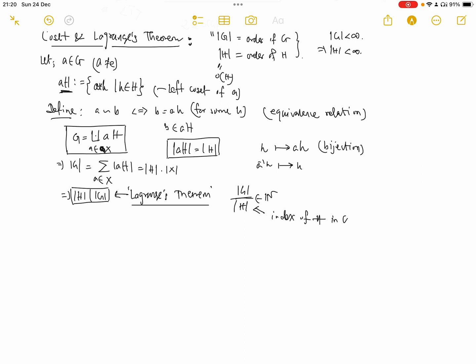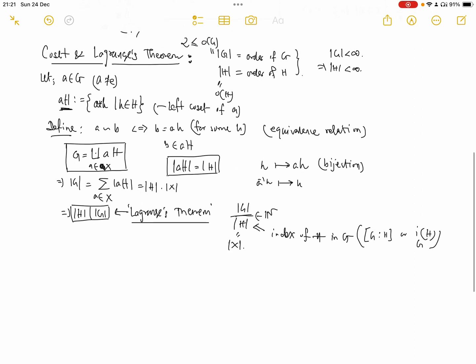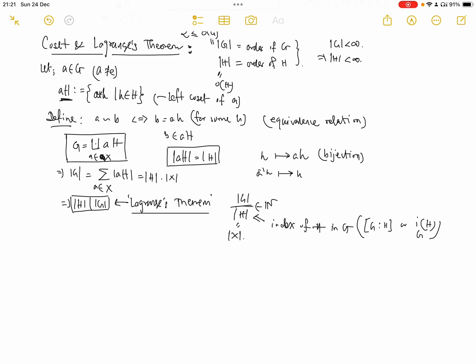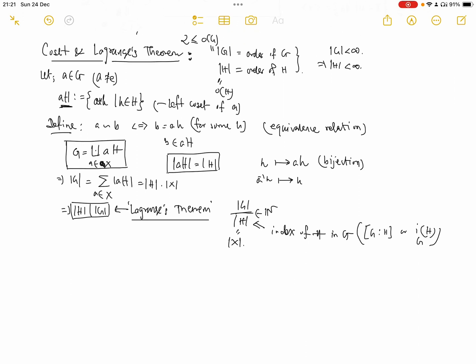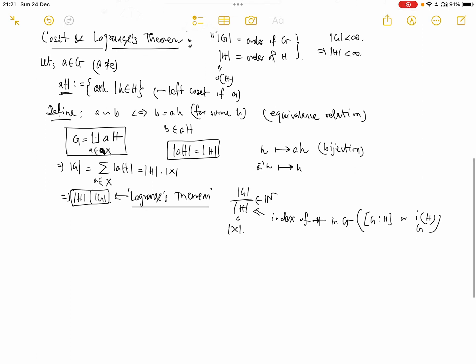The index of the subgroup inside the group G, and we denote it sometimes in this fashion, or as the index of the subgroup H in G. Basically, this order is the same as the order of X. And similar things you can do by taking the right coset, but that is again the same. So we get that any finite group has subgroups whose order must be a divisor of the order of the original group.